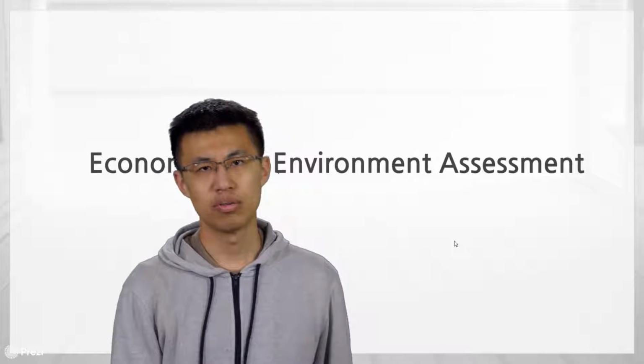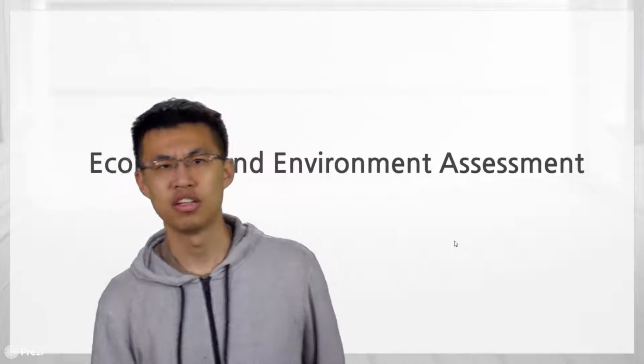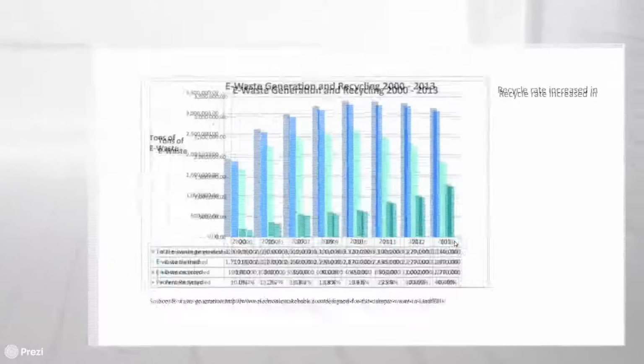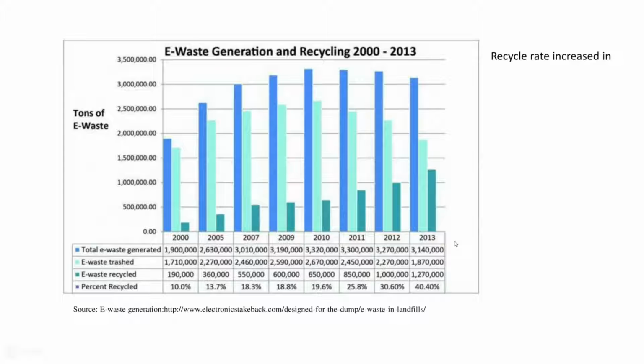Okay, I'd like to talk about the assessment of economics and environment. The graph shows that in past decades, the e-waste recycling ratio has been increasing in the United States, and in 2030, the ratio will come up to about 40%. There is still 60% left for recycling.